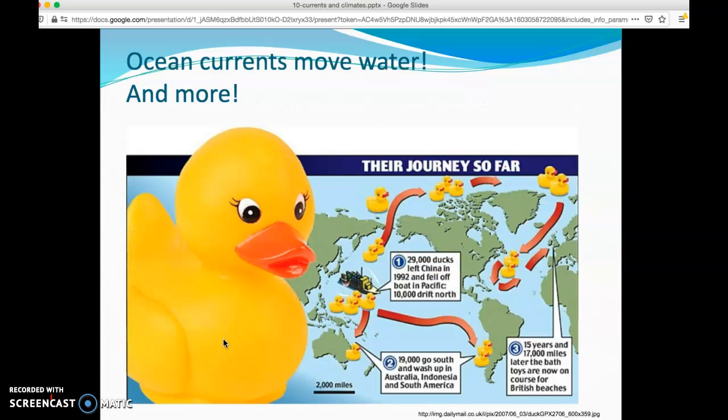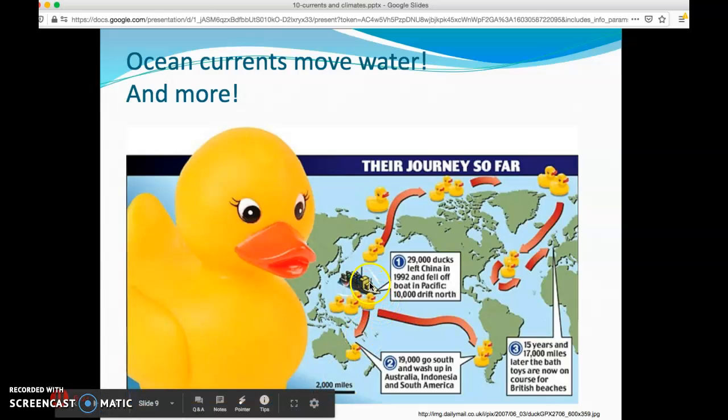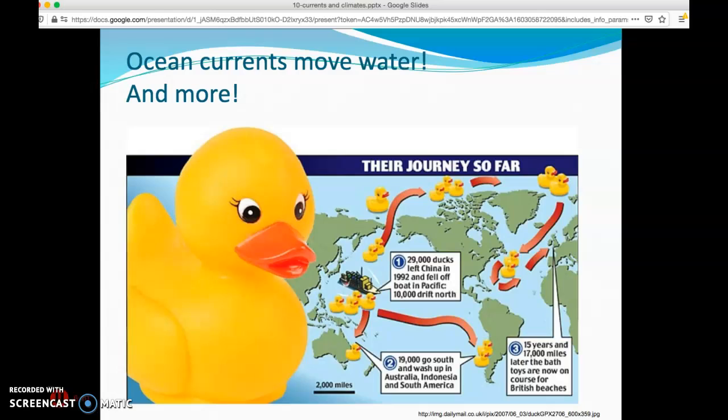Ocean currents move water and more. So here is some kind of accidental funny that showed us really how far these currents stretch. So number one, if you will, start on this graph with me. 29,000 ducks left China in 1992 and fell off the boat in the Pacific.